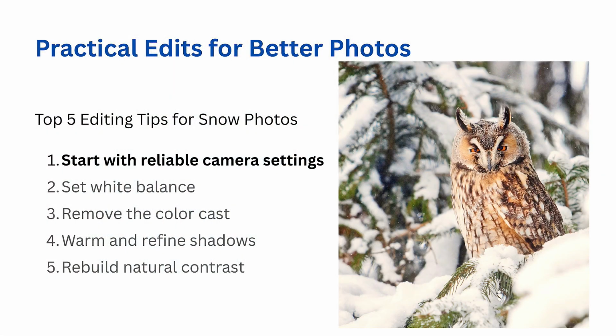Well, let's review what we're going to learn. So here are the 5 tips. First, we're going to start with reliable camera settings. Then we'll move on to how to set the white balance in Luminar Neo, remove color cast, add a little more warmth and refine the shadows. And then last, we're going to rebuild that natural contrast. So those are the 5 tips we'll walk through.